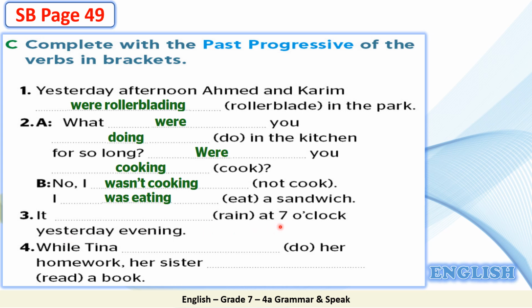Now let's move to number 3. It rained at 7 o'clock yesterday evening, specific time in the past. And here you have the singular subject it. So the correct answer is: it was raining at 7 o'clock yesterday evening. Great job, dear students. Now we move to the last one, number 4.